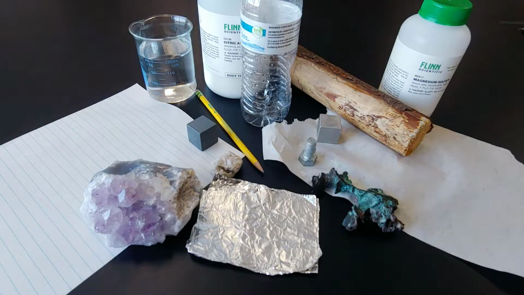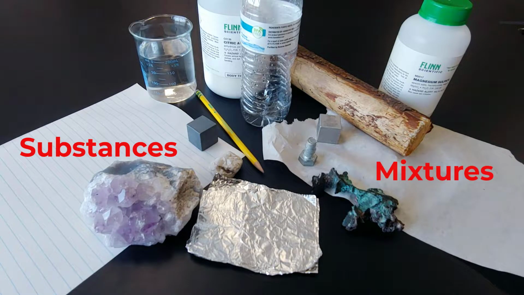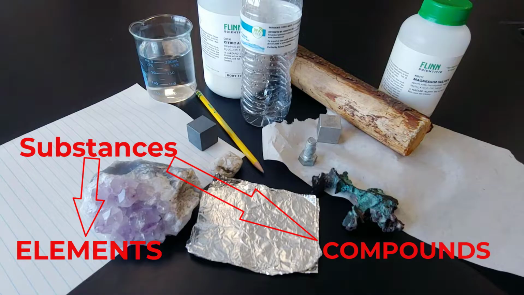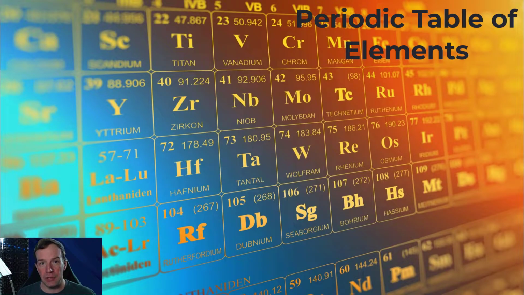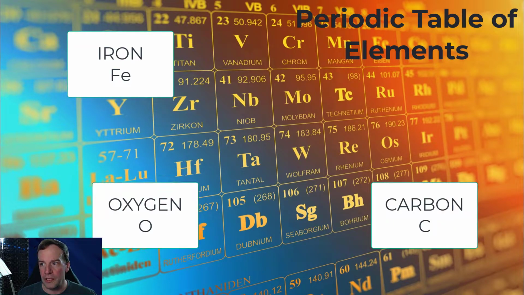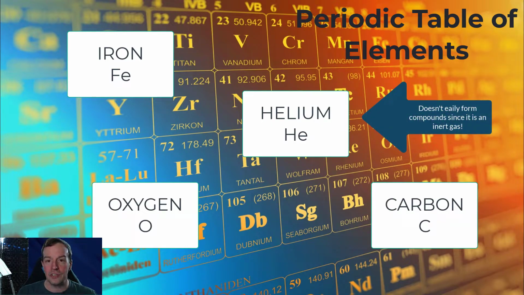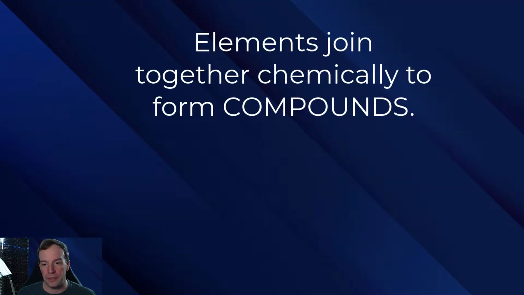Well, we classify matter into two main categories: substances and mixtures. Substances include elements and compounds. Elements are the simplest form of matter and can't be broken down any further. Elements are listed on the periodic table of elements. There are 92 naturally occurring elements. You might be familiar with some of them, such as iron, carbon, oxygen, and helium. And these elements combine into compounds that can then be broken back up again into elements.